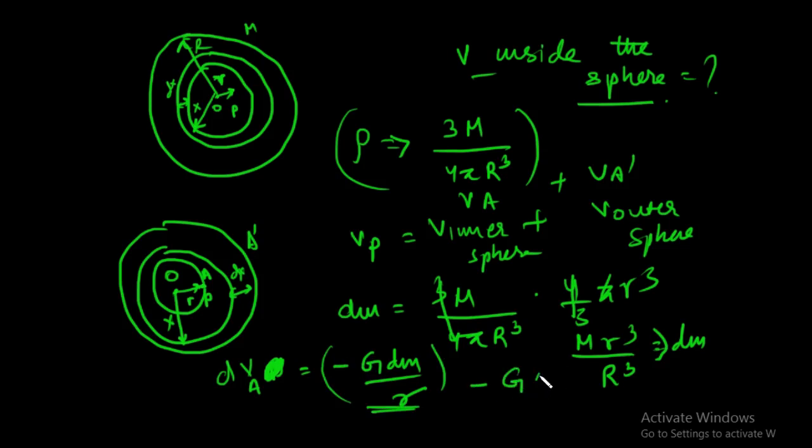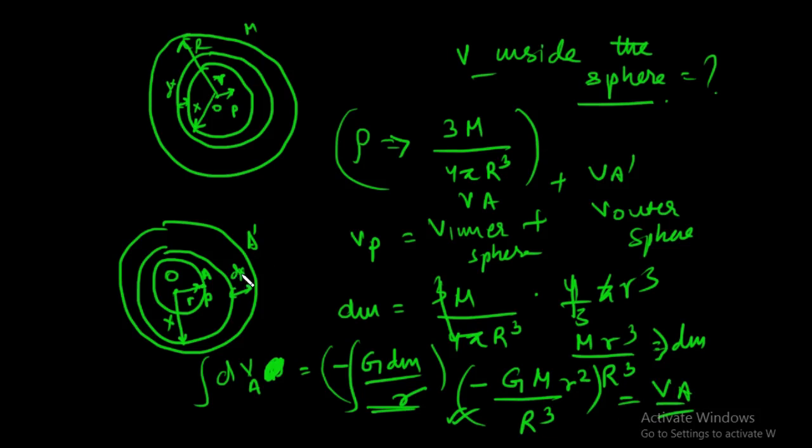Now we can calculate this. Minus G, what was dm? M by R cube. This r would be cancelled out by r cube, so this would be minus G M r square by R cube. I am integrating this, so this is the potential, V of A.